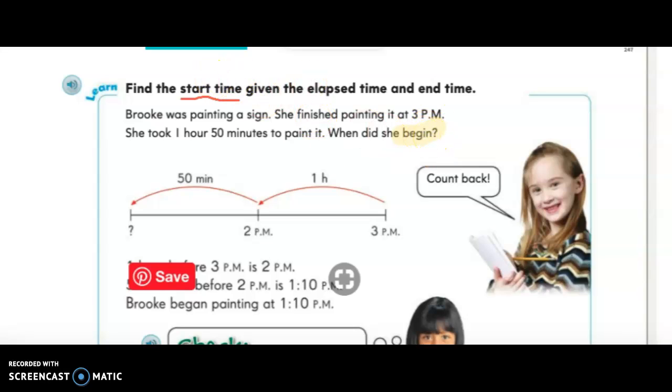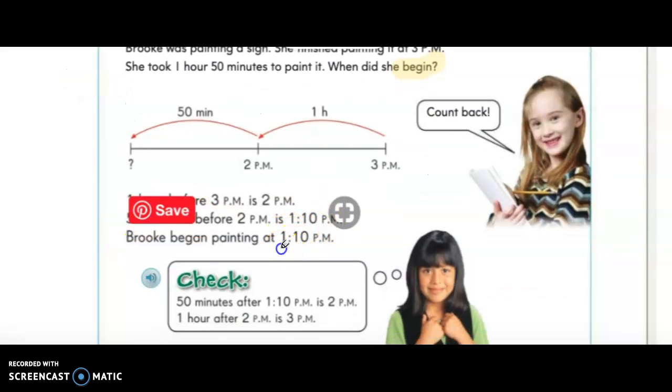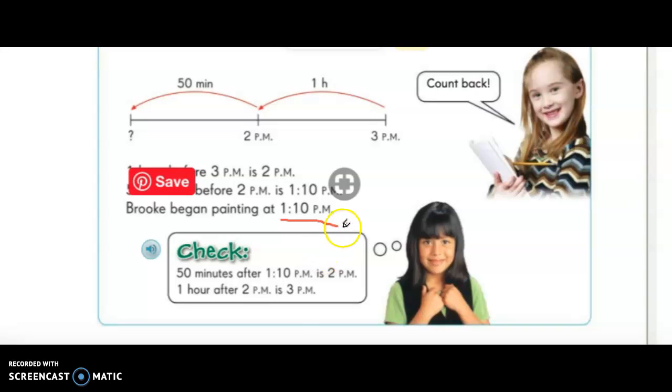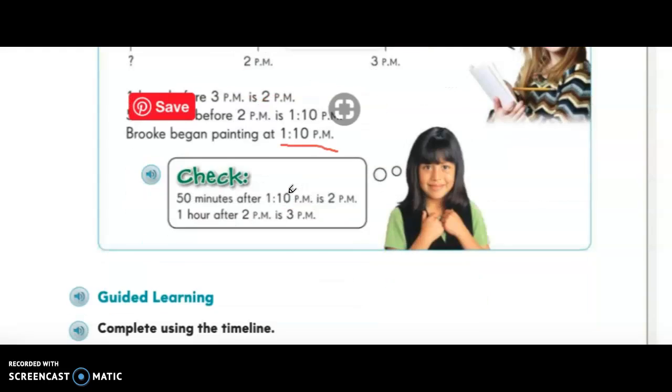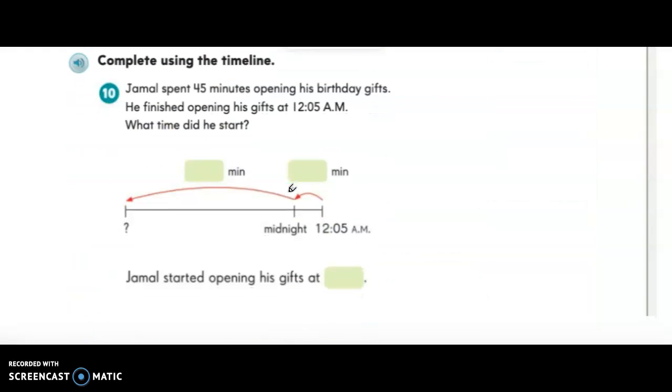They have the timeline done here. They have the end time filled in, and then the start time has a question mark. So they first jump back that hour, and then they jump back those additional 50 minutes, which then would bring us to a start time of 1:10 p.m. And again, to check your answer, you can just go the opposite way that we've been practicing. So let's take a look at some of this practice.